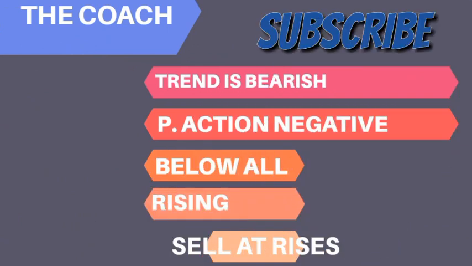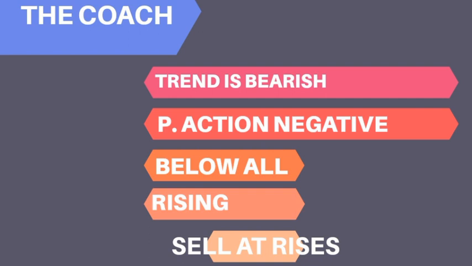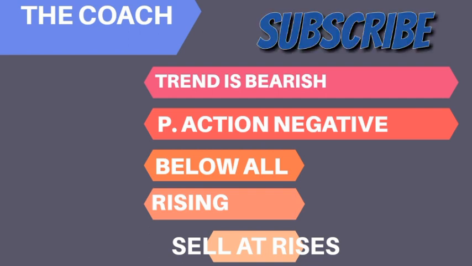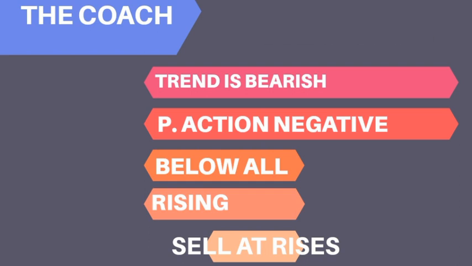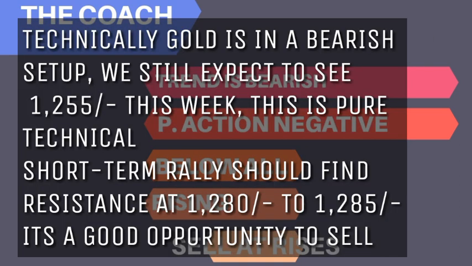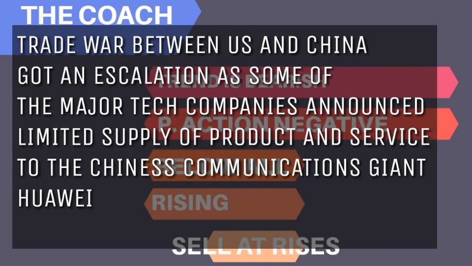For the trading strategy, the trend is bearish and the price action is negative. We are below all the daily simple moving averages except the 200 days, and the US dollar, which showed us tight trading in the last trading session, is expected to rise. From a technical standpoint, gold is still in a bearish setup, and we still expect 1,255 this week. This is all pure technical analysis. We also consider short-term rallies to 1,280.85 a good area to enter the market as a seller.